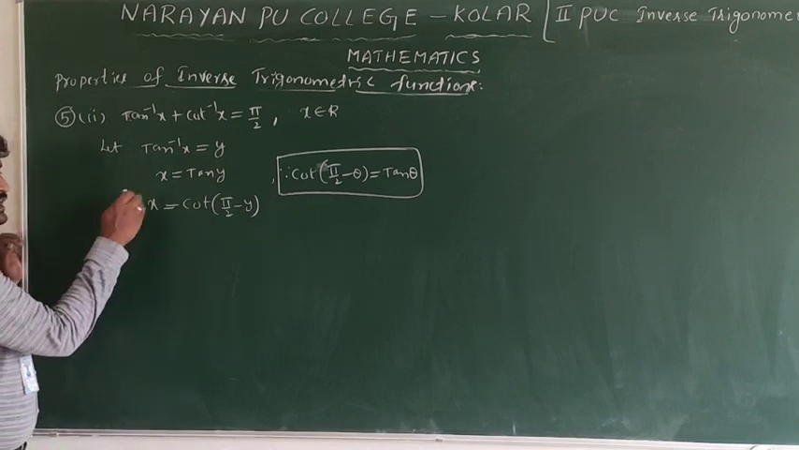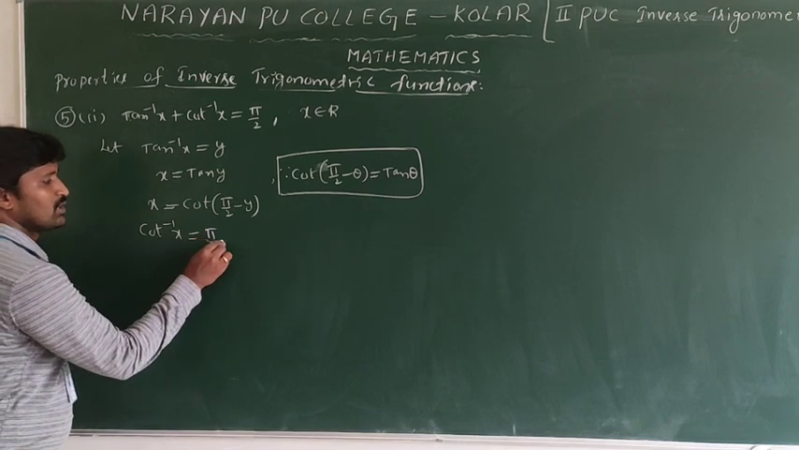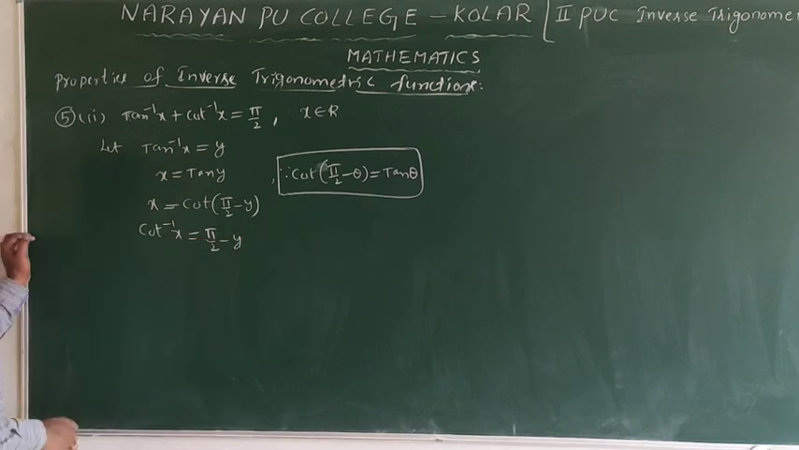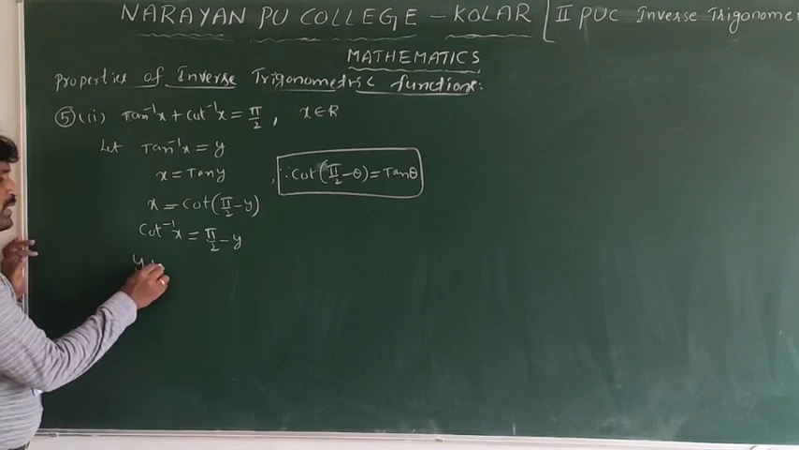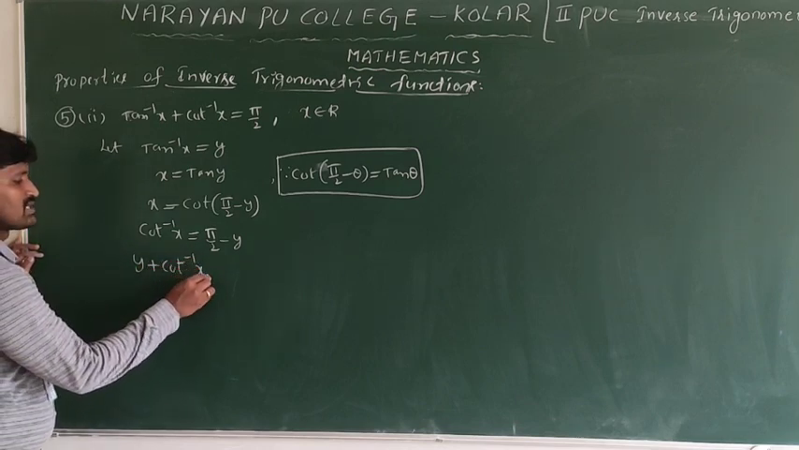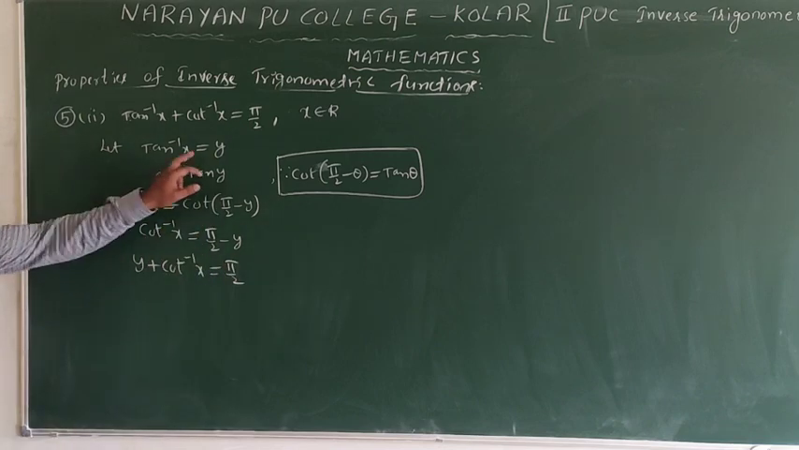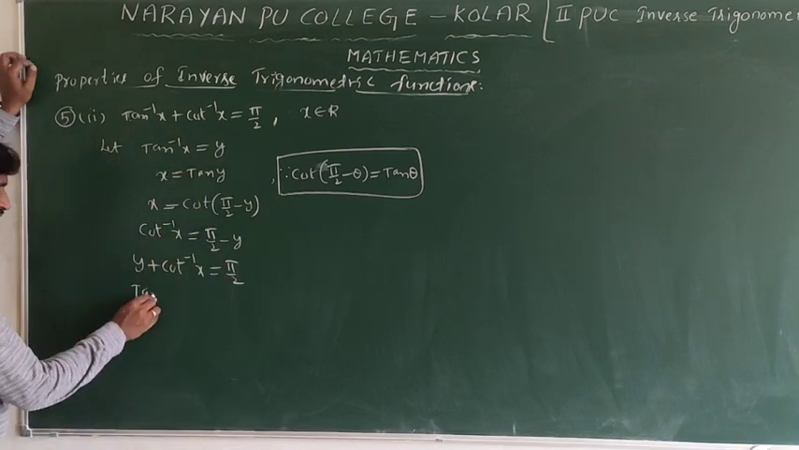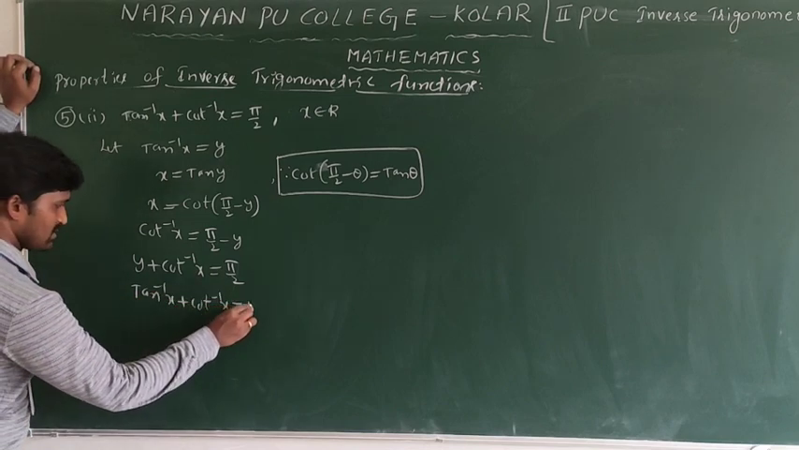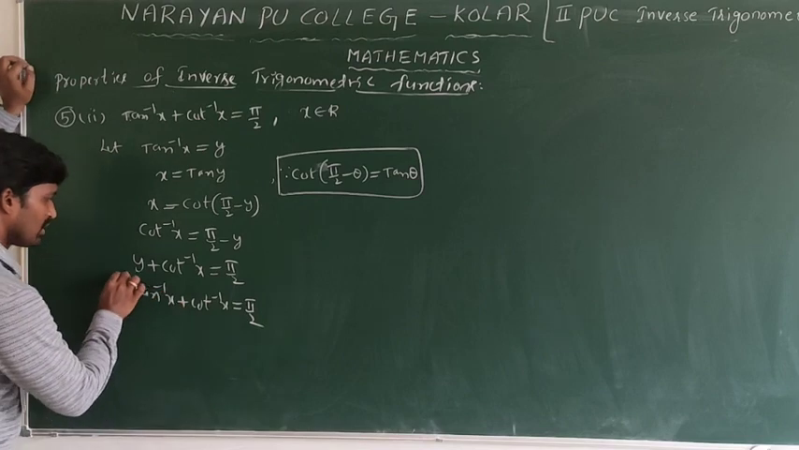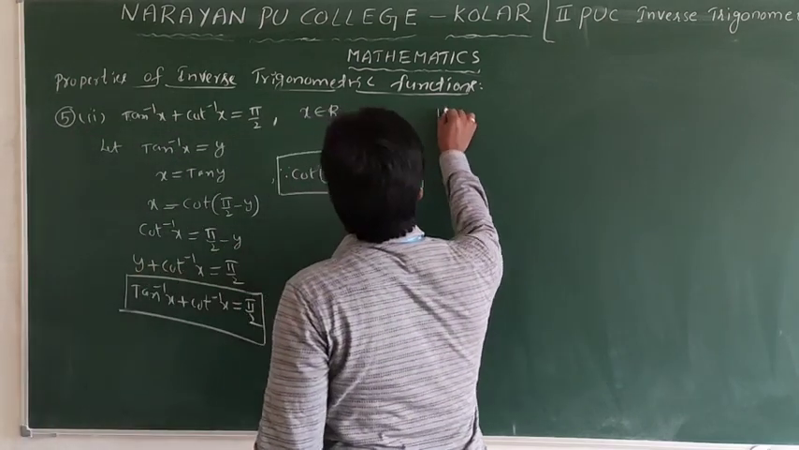Now take cot to the left side, it becomes cot inverse x equal to pi by 2 minus y. Now take this minus y to the left side, it becomes plus y. Y plus cot inverse x equals pi by 2. And what is the y value? Y is clearly tan inverse x, so tan inverse x plus cot inverse x equals pi by 2. So coming to the third one.